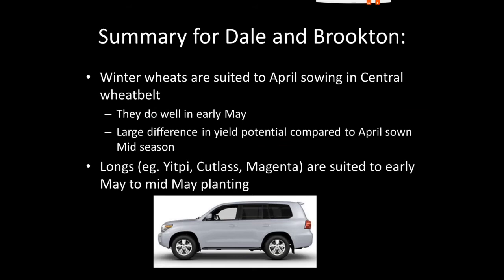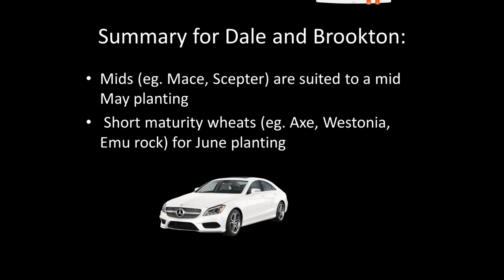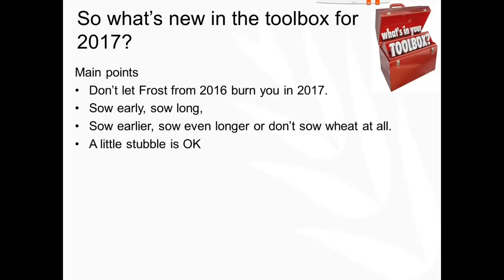There's the cruisers of the wheat production system, and that's what we need to use in that time window. The mids have their place, but it's in that mid-May planting, basically. And the shorts, well, I don't know whether there's a real big fit for those anymore, but a lot of those have important agronomic traits that people are using. So I guess, Worley, what's new in the toolbox for 2017?